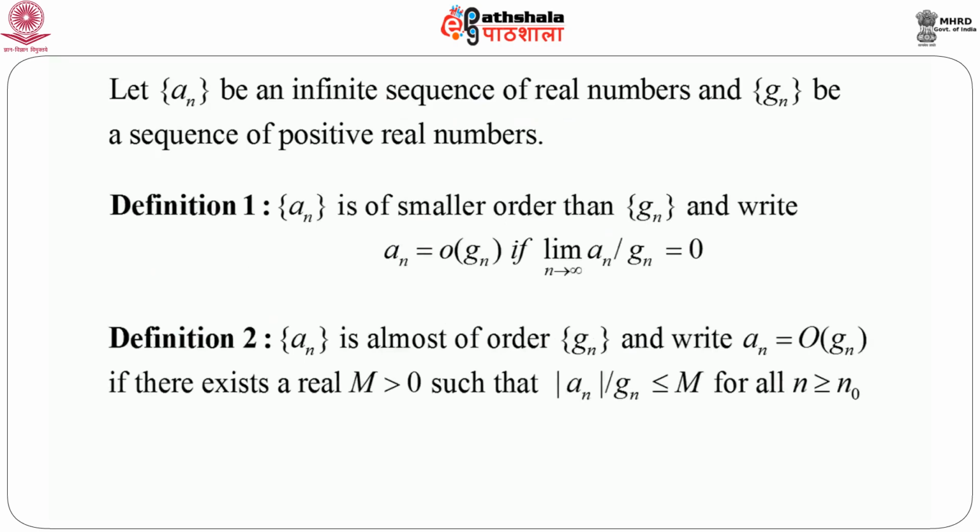So let us first consider an infinite sequence of real numbers a_n, and another sequence of positive real numbers, g_n. We define a_n is of smaller order than g_n, and write a_n equals small o of g_n, if the limit as n tends to infinity of a_n by g_n equals 0. Another definition relating to the same kind of order: a_n is a sequence of real numbers. a_n is almost of order g_n, and we write a_n equals big O of g_n, if there exists a real number capital M greater than 0 such that modulus of a_n by g_n is less than or equal to capital M for all n greater than or equal to n naught.